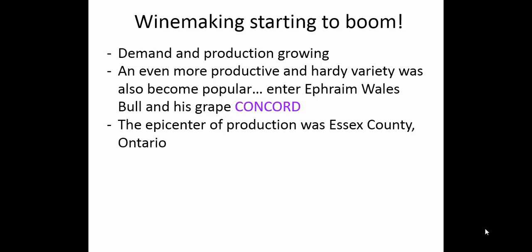So winemaking is starting to boom. Believe it or not, Canada might just be the top wine producing nation in all of the British Empire. Demand is growing, production is growing, and the most important grape variety of the era, and one that would last for a very long time as the significant grape variety for wines in Ontario, was introduced by Ephraim Wales Bull, and this grape variety is known as Concord.